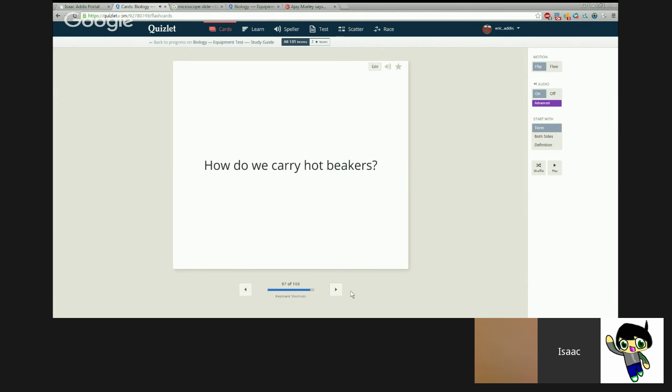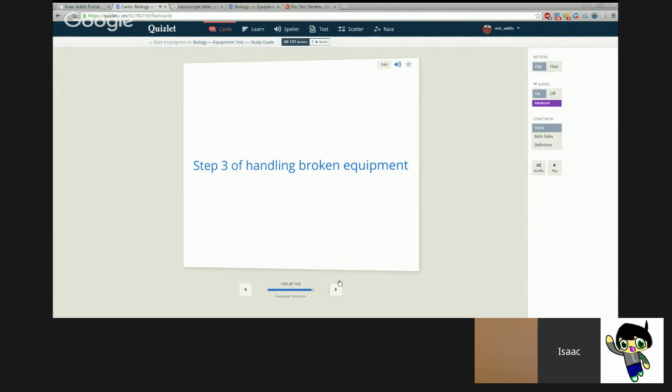What piece of equipment do we use? Hands. Beaker tongs. We already did equipment, but we didn't go over the functions. We just memorized them. Oh, that's true. Step 1 of handling: call the teacher and assess the problem. Oh, wait, no. The teacher will assess the problem. Yeah, okay. Get the broom and dustpan.